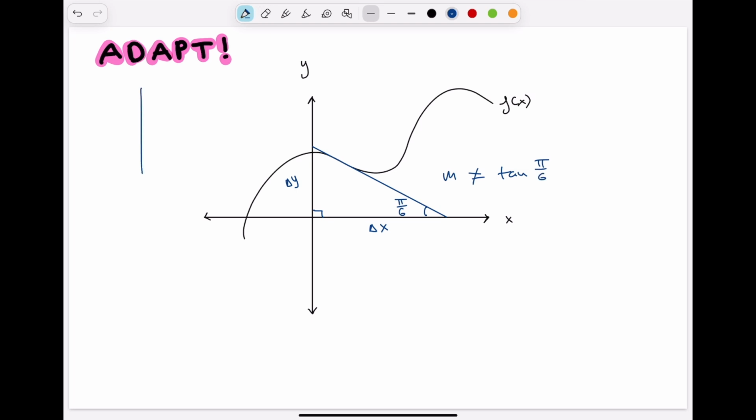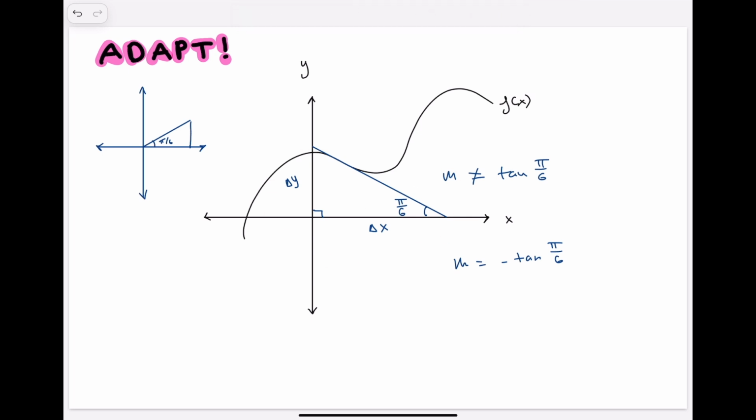Well, if we draw our unit circle and we have an angle of pi over 6, which would be somewhere here, then obviously we're going in the wrong direction, because our slope is going to be positive, but here it's negative. So while you can simply say that m is equal to negative tangent of pi over 6, you can also explain this a bit more rigorously in the sense that this right here is the same thing as drawing this triangle right here, where this is pi over 6.